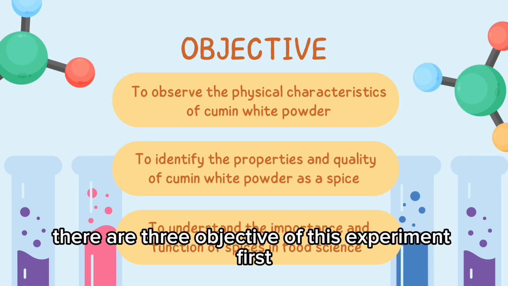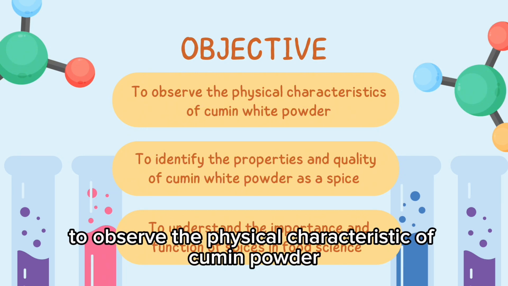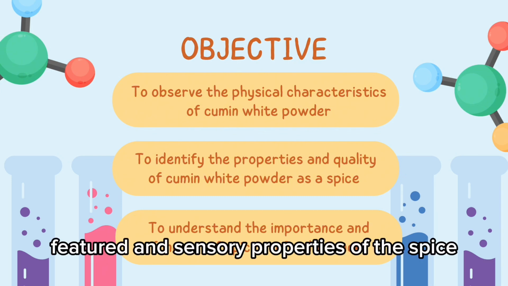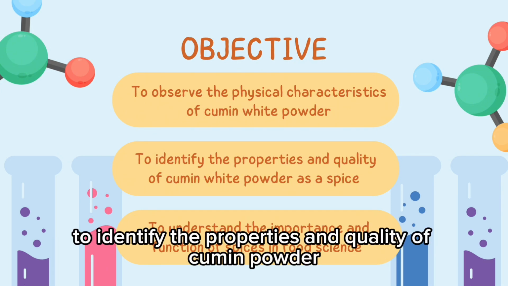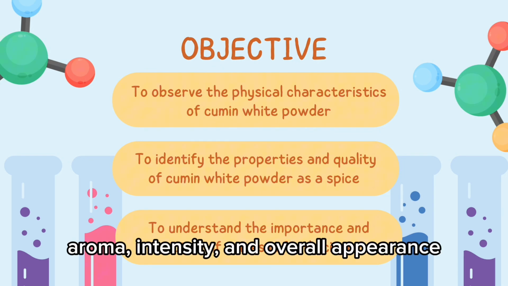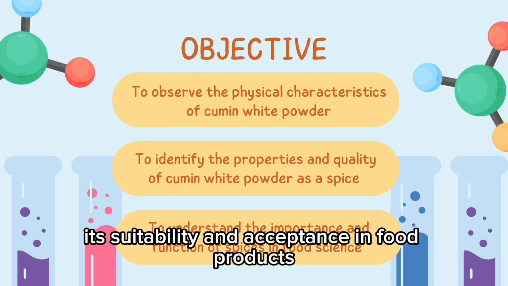There are three objectives of this experiment. First, to observe the physical characteristics of cumin powder, including color, texture, aroma and appearance, in order to understand the unique flavor and sensory properties of the spice. Second, to identify the properties and quality of cumin powder as a spice by examining its physical condition, aroma intensity, and overall appearance, which may affect its suitability and acceptance in food products.